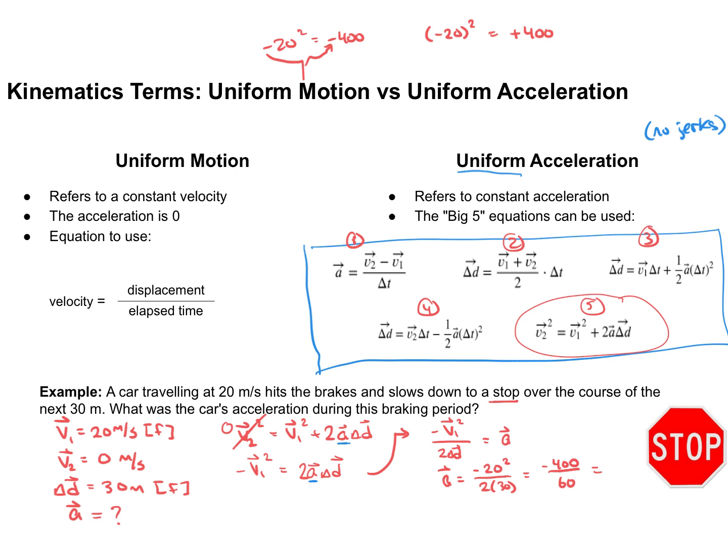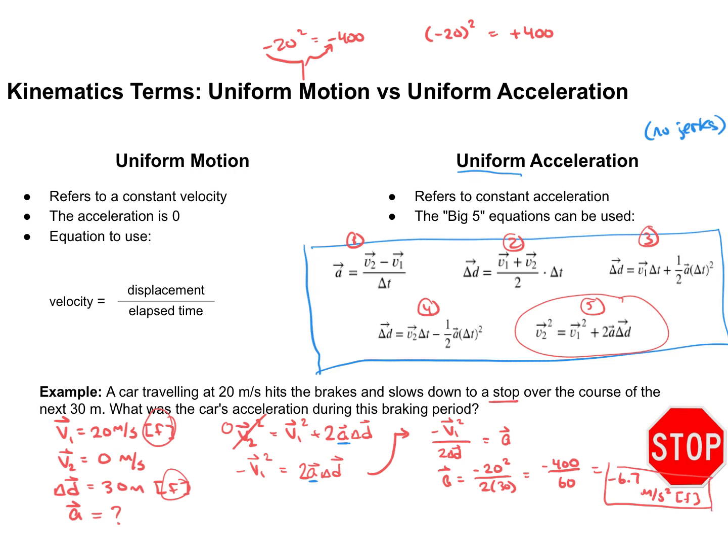I get negative 6.6 repeated. So this needs to be rounded to 2 significant figures because of the 60. So I'm going to say negative 6.7. Okay, that's rounded to 2 significant figures. What about the units? Well, I need units of acceleration. So in this case, it's going to be meters per second squared. What about the direction? The direction needs to be the same direction that I had in my list of variables. So this is forwards. My answer is negative 6.7 meters per second squared forwards.